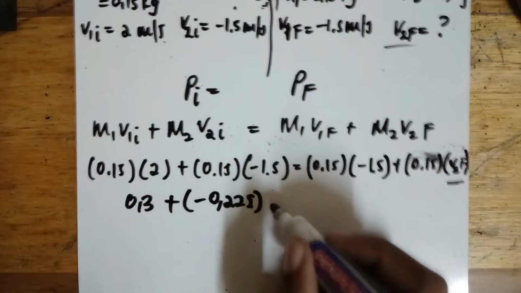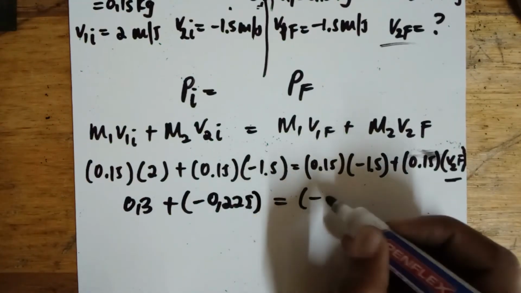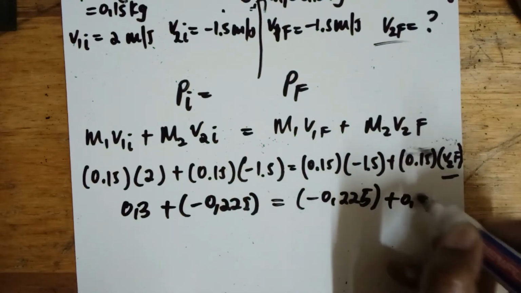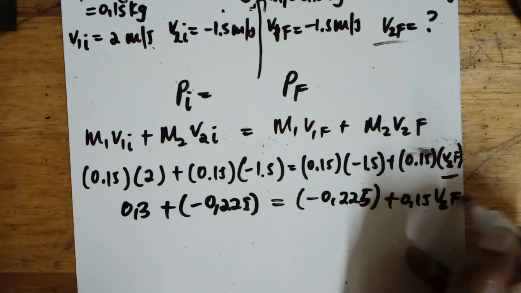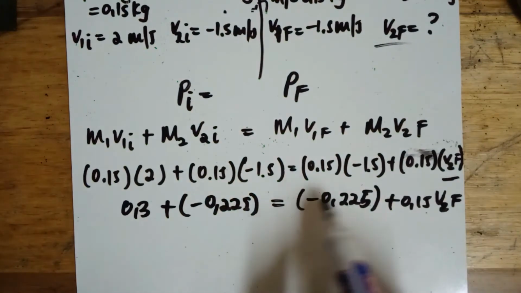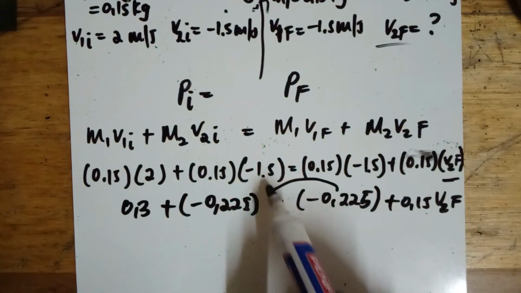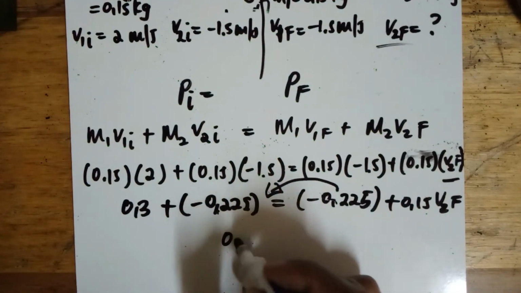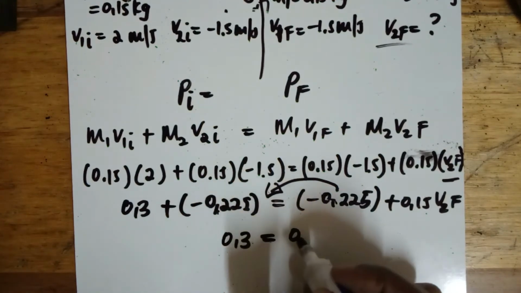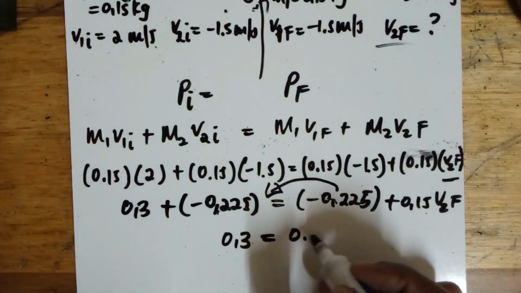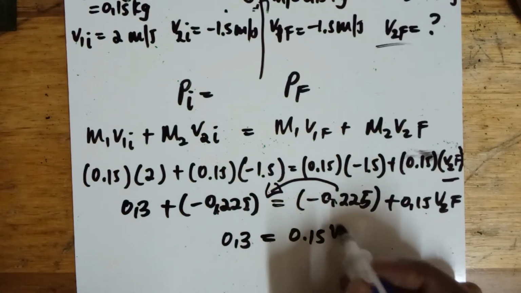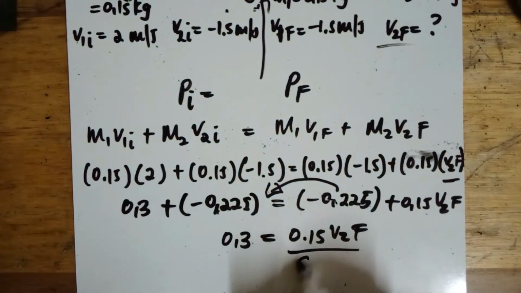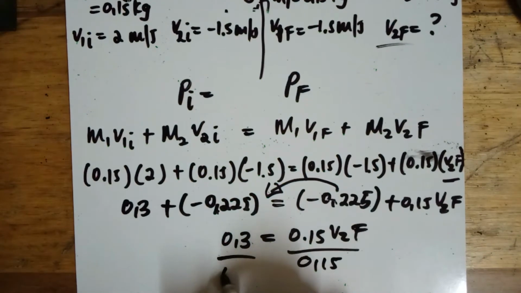0.225, which is equal to negative 0.225 plus 0.15 V2F, because this is what we're looking for. If you take this to the other side, it becomes positive, meaning these two will actually cancel each other. So on this side we'll have 0.3, and on this other side we'll have 0.15 V2F, and then to get rid of 0.15, you simply divide both sides by 0.15.